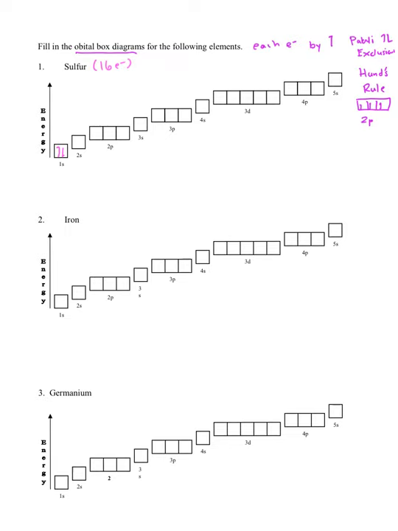Then I go to the 2s, which has 1 box. So I go 3 up, 4 down. Now, when I come to the 2p subshell with 3 boxes, this is where Hund's rule comes in. I go 5 up, 6 up, 7 up. Then I go 8 down, 9 down, 10 down. 11 up, 12 down. And again, when I come to the 3p, I go 13 up, 14 up, 15 up, 16 down. So that would be the orbital box diagram for sulfur.